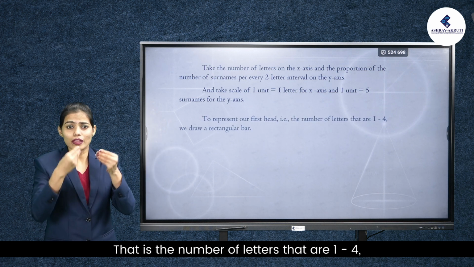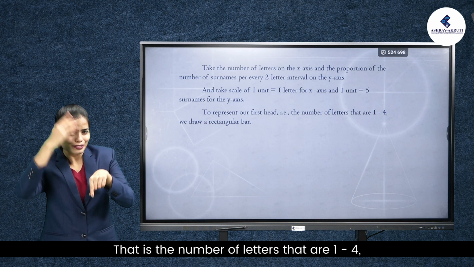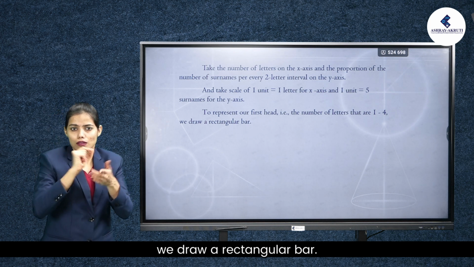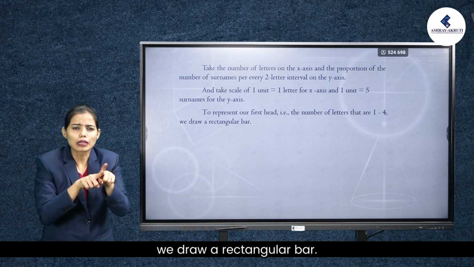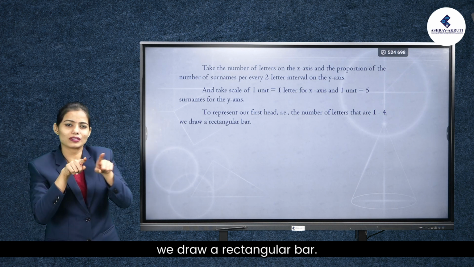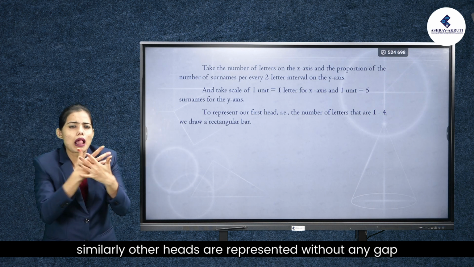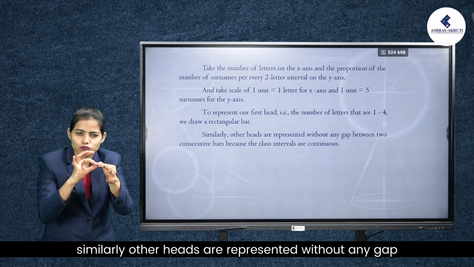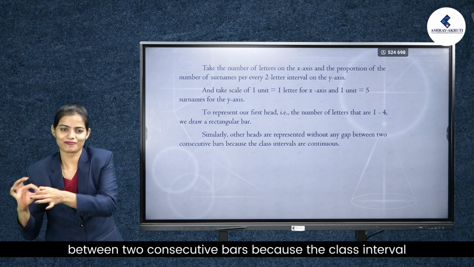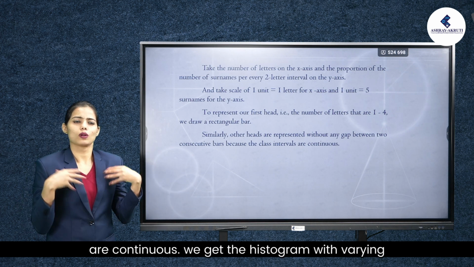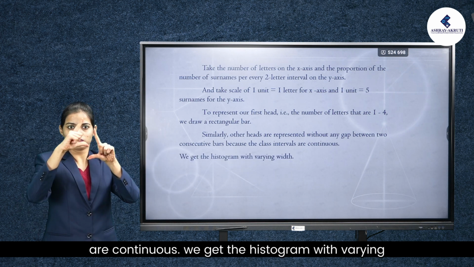To represent our first head, that is the number of letters that are 1 to 4, we draw a rectangular bar. Similarly, other heads are represented without any gap between two consecutive bars because the class intervals are continuous. We get the histogram with varying width.